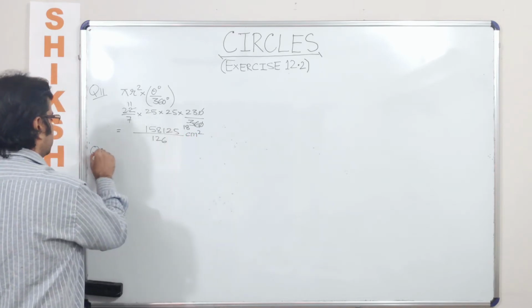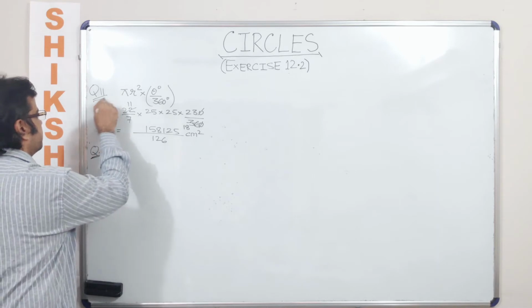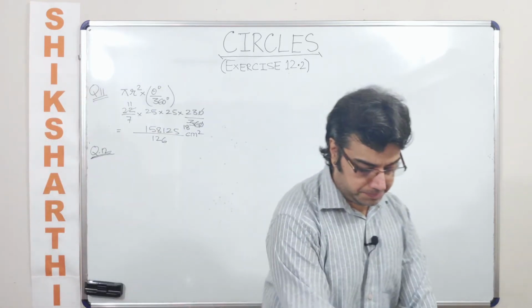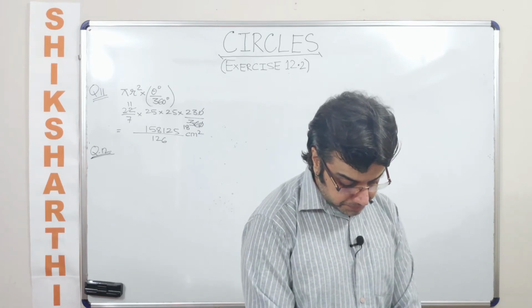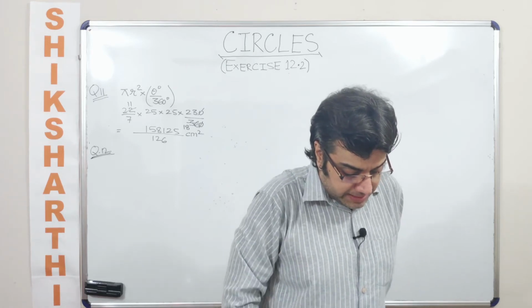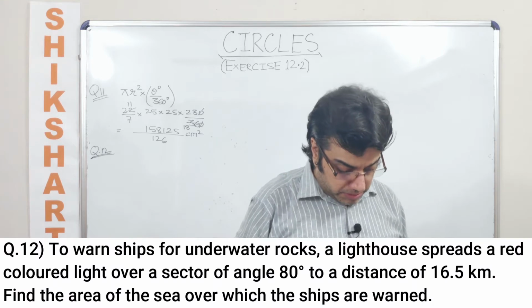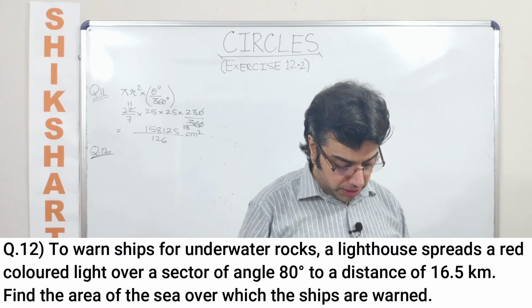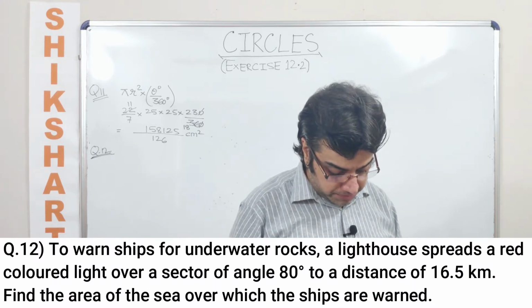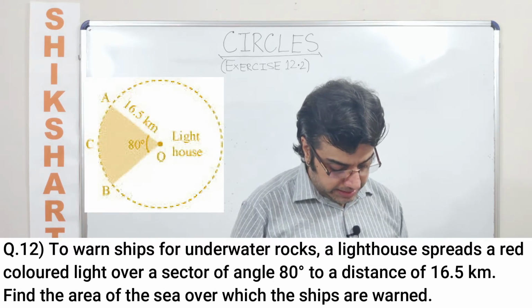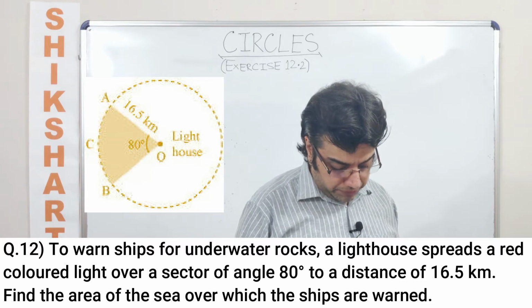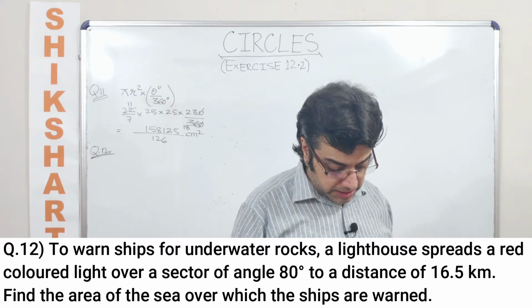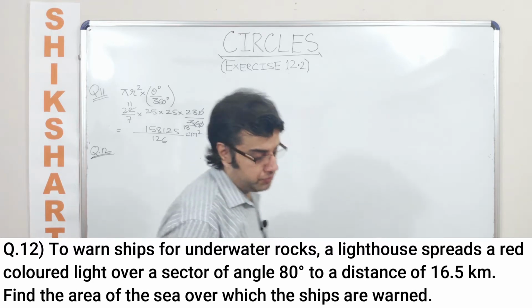Okay, talking about question number 12. So question number 12 says, two ships are warned for underwater rocks. A lighthouse spreads a red colored signal over a sector of angle 80 degrees to a distance of 16.5 kilometers. Find the area of the sea over which the ships were warned.